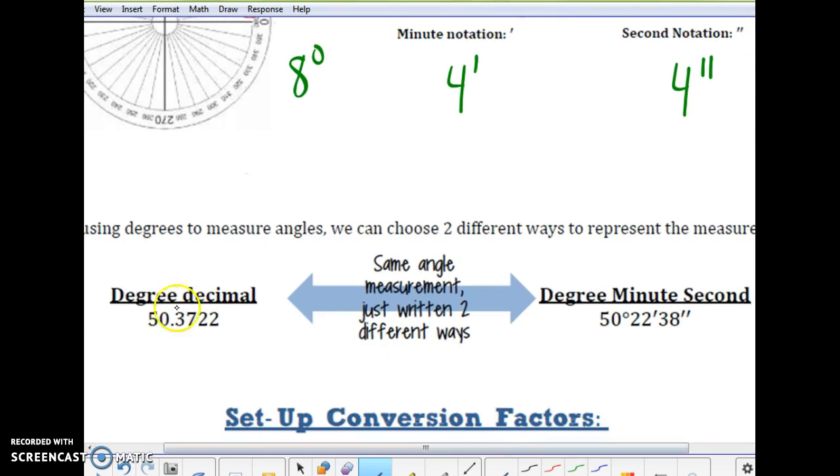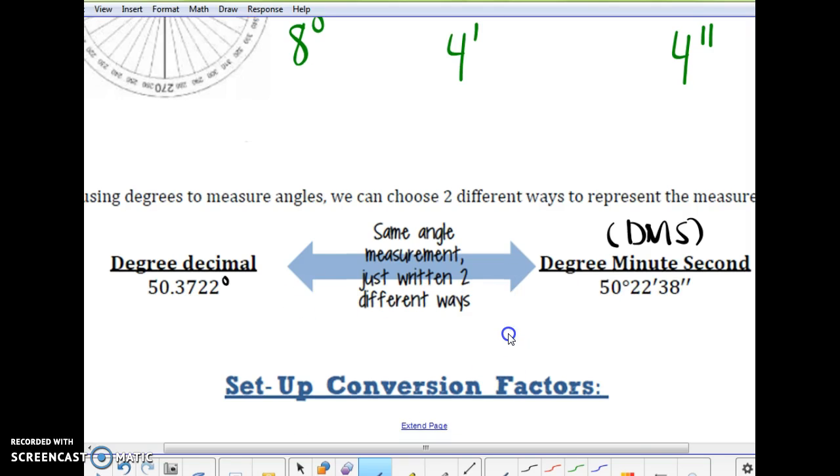So we have something called degree decimal, and this is the way that we've talked about angles your entire life. We've always presented it to you in this degree decimal notation. So this is 50.3772 degrees. However, starting today, we're going to look at a second representation of that same angle. If I put it into degree minute second notation, we would call this DMS, that's 50 degrees, 22 minutes, 38 seconds. These are equivalent expressions just written two separate ways.